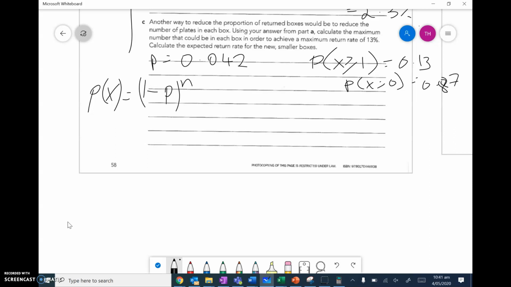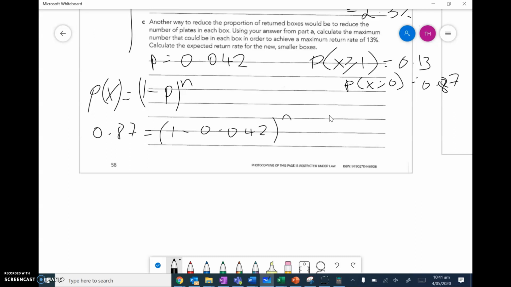So I need a maximum return rate of 13%, so I need x equal to 0 to be at 0.87. So that goes on here, 0.87. And now I do know my P. I know my P is 0.042. And I don't know my N.